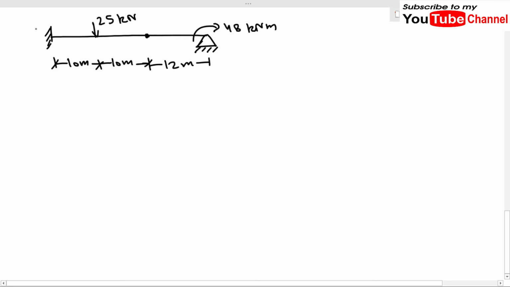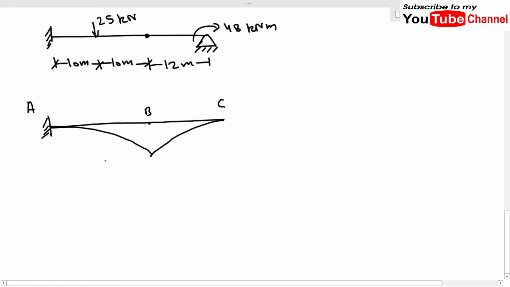Now let us draw the deflected shape for this beam. This is our undeflected shape of this beam, and this is our fixed end, and this is B where the internal hinge is located in this beam, and this is our C, and this is A. After deflection this beam will look something like this. There will be no slope at the fixed end, so it will look like this.